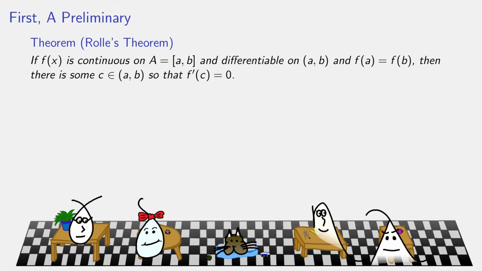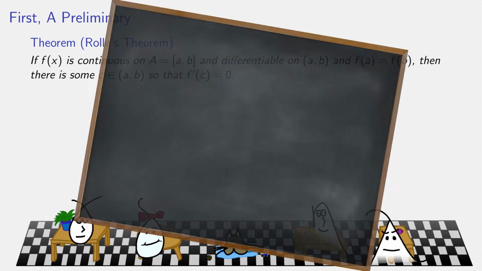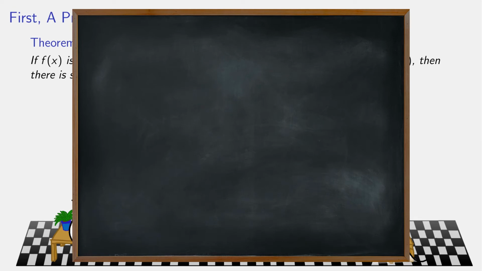Then the conclusion of the theorem is that there's some point in between a and b where the derivative is 0. Now here's a picture to show what we're given and what we're concluding. Here is our interval from a to b. The function just has to be continuous from left to right and have a derivative on the interior. Also, the height at the left endpoint is equal to the height at the right endpoint.